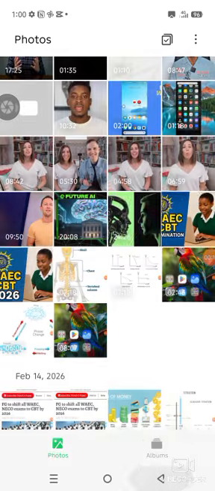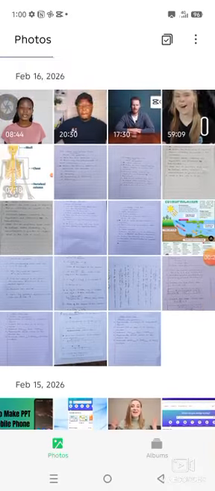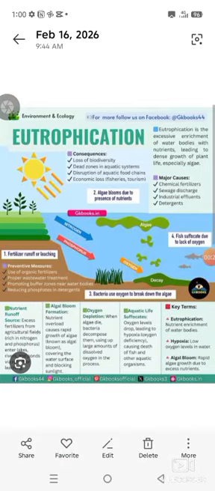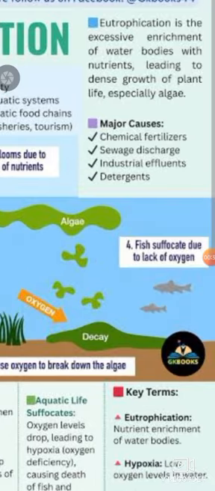Today we'll be talking about biology, and the topic we are going to be discussing is eutrophication. You can see the diagram of eutrophication. Eutrophication is the excessive enrichment of water bodies with nutrients, leading to dense growth of plant life, especially algae.